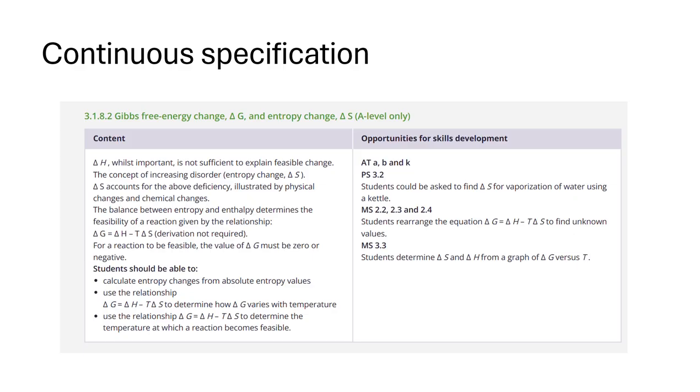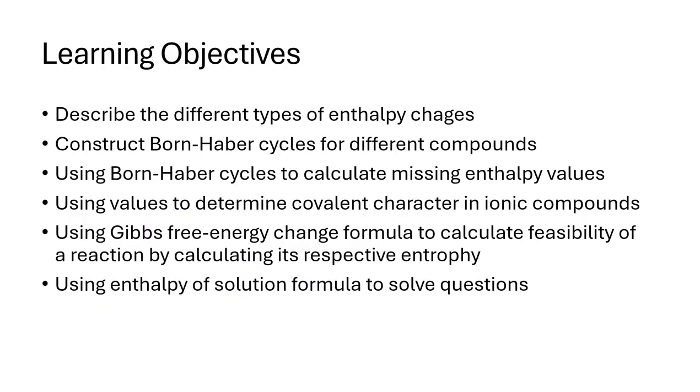We will also go through the Gibbs free energy change that involves the entropy and the enthalpy itself, and we will describe the feasibility of a reaction and also the temperature at which a reaction is feasible using the formula delta G equals delta H minus T delta S.